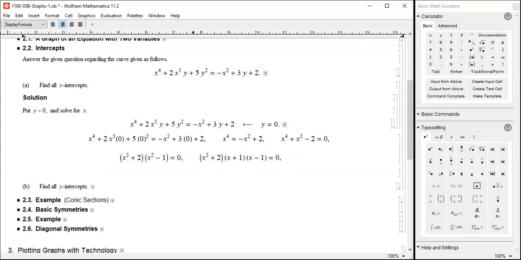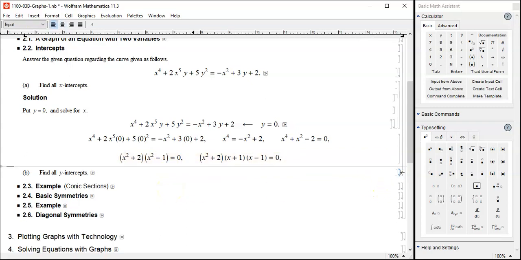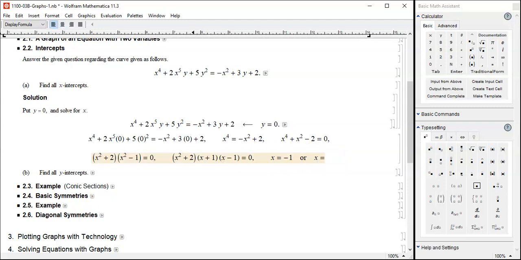What factorization formula did I just use? a squared minus b squared is (a plus b)(a minus b). I just used it. Here, this one is 1 squared. 1 squared is equal to 1. So yeah, you can do it like this. And then let's continue. Setting x squared plus 2 equal to 0, you don't get anything. That never happens because x squared plus 2 is always positive. x plus 1, set it equal to 0, then what do you get? We get x equals negative 1. And then x minus 1 is equal to 0. I'm going to get x equals 1.